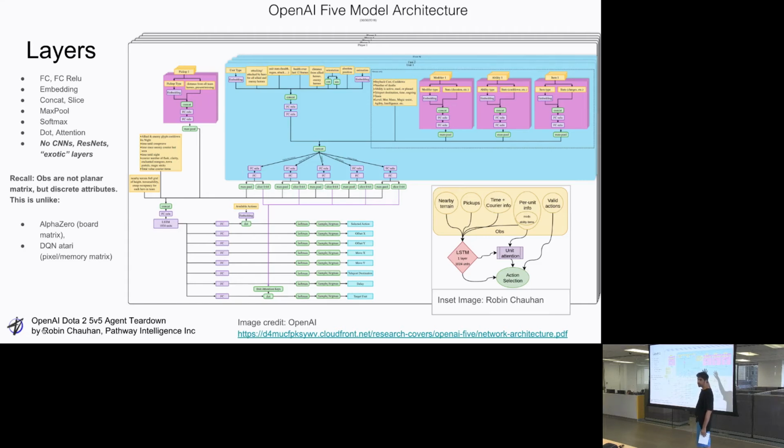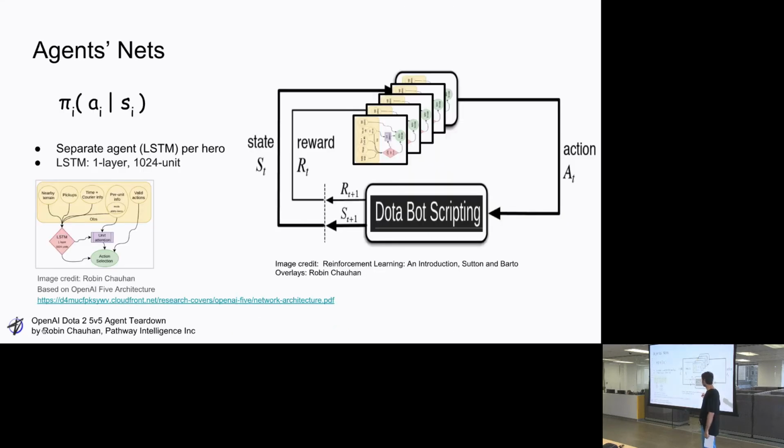The observations, remember, they're not planar. It's not taking in the pixels. It's taking in discrete attributes that the bot API is providing into the network. So each of the 5 agents, this version is 5 versus 5. That means 5 players are collaborating at once. Each of the 5 players has their own network, their own LSTM. There's no communication between the bots, which is key to the multi-agent aspect.